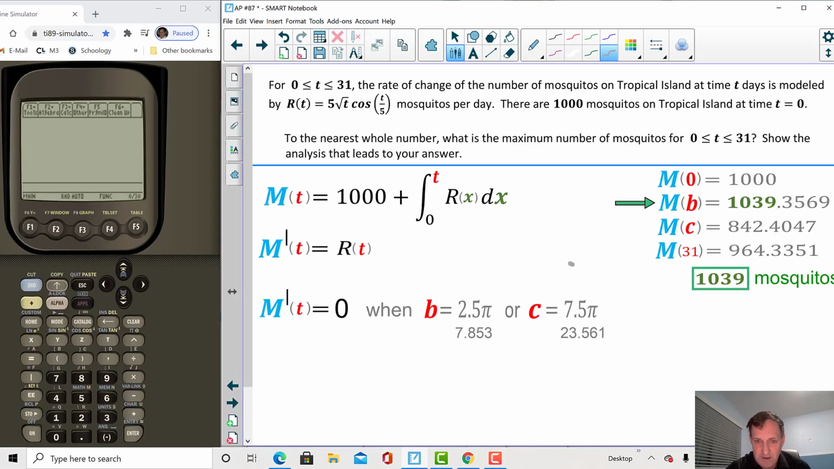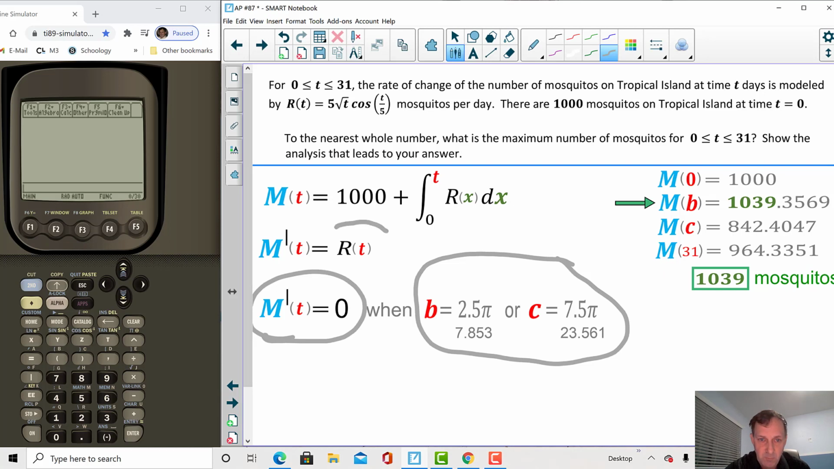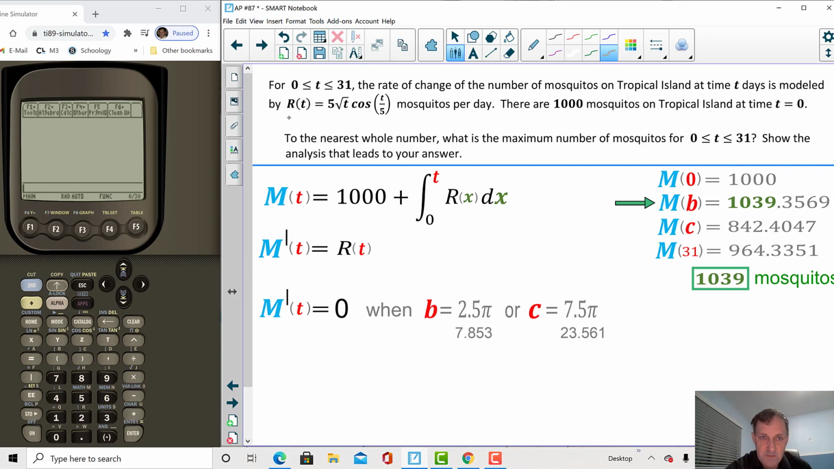Now I want to use my graphing calculator, and I want to show you how I'm getting these two times right here. Again, it's just where your derivative is equal to 0. And remember, the derivative was your r function. So that means it's where this r function right here is equal to 0. So I just need to set this equal to 0, and it's supposed to give me these two times right here.